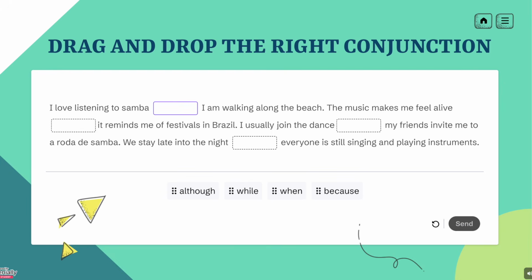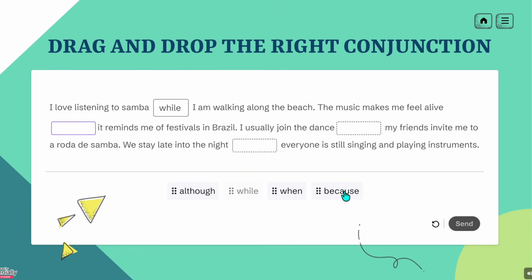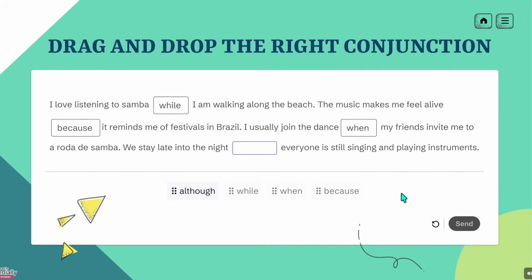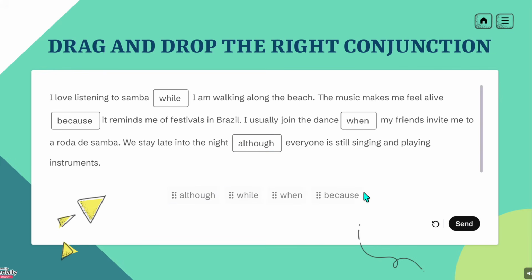So, and the key is, I love listening to samba while I'm walking along the beach. The music makes me feel alive because it reminds me of the festivals in Brazil. I usually join the dance when my friends invite me to a roda de samba. We stay late into the night, although everyone is still singing and playing instruments.